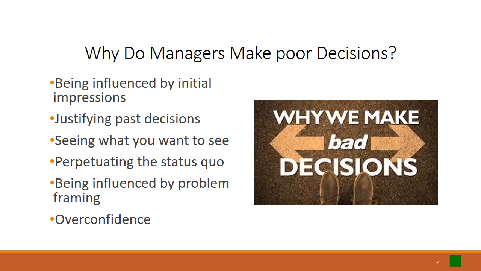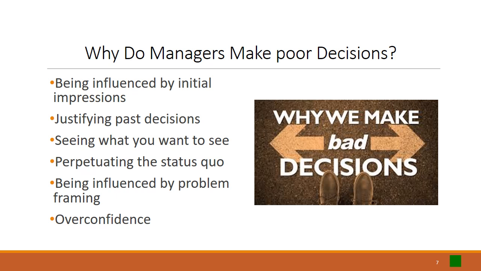The next one is seeing what you want to see. People frequently, unfortunately, look for information that supports what they already believe or how they already understand the situation, and avoid information that contradicts this. Next is perpetuating the status quo. Managers base decisions on what worked in the past and fail to explore new options, but in a changing and innovative world, this can be really problematic.